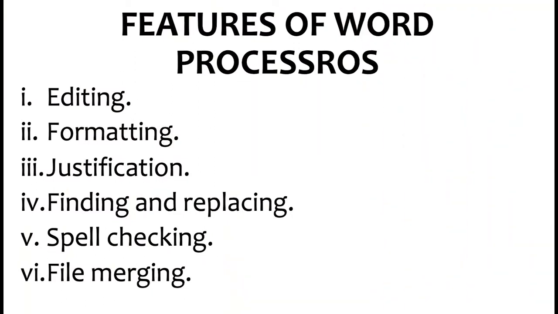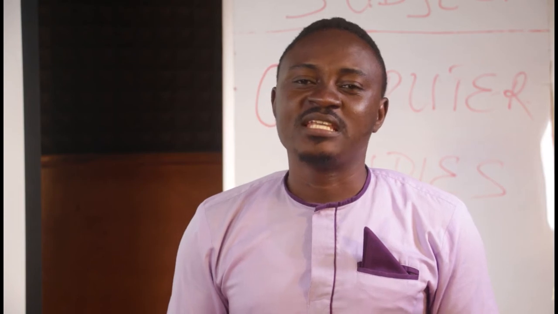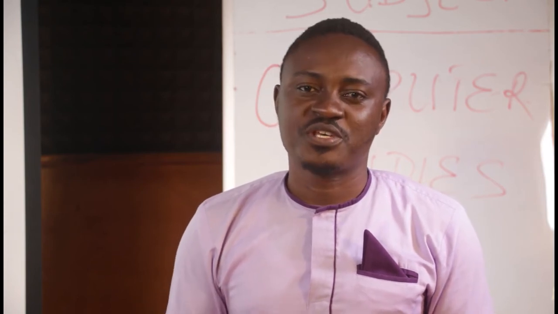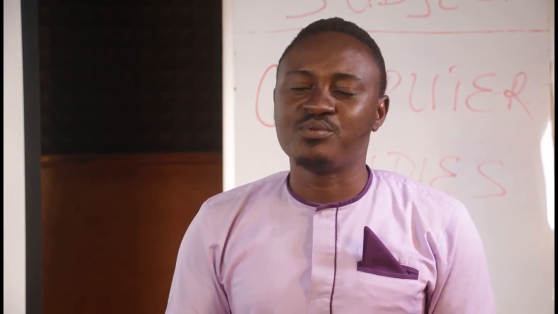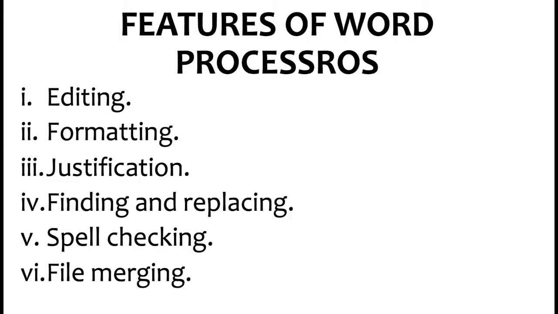Going further, we'll see features of word processors. In these software, these are possible features that must be available in every one of them. Number 1, we have the editing feature. Number 2, we have the formatting feature. Number 3, we have the justification feature. Number 4, we have the finding and replacing feature.